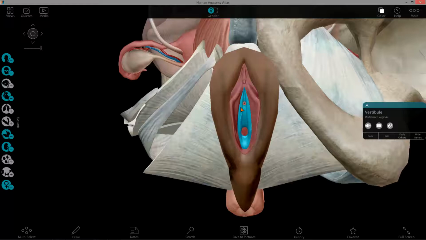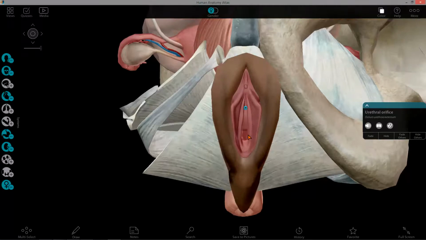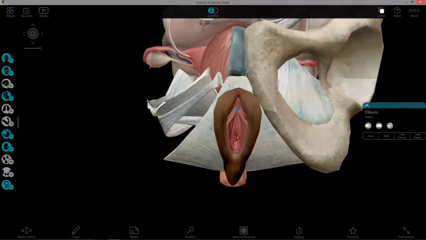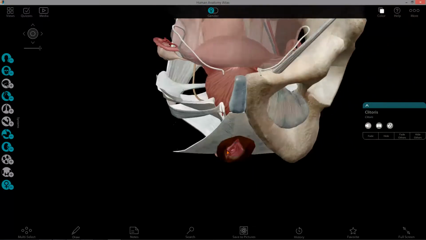And the vestibule contains several important structures as well. It contains the urethra and the urethral orifice, as well as the vaginal opening, or the vaginal orifice. Just superior to that is the prepuce, or the clitoral hood, and just inferior to that is the clitoris. So that's kind of a real whirlwind external anatomy of the female.